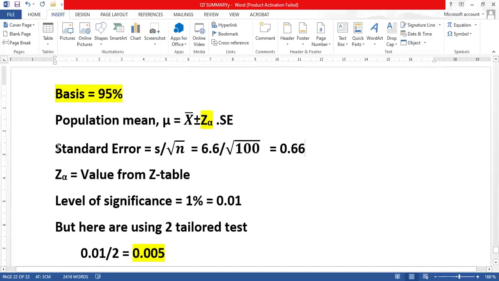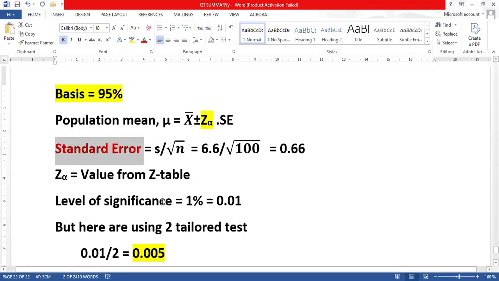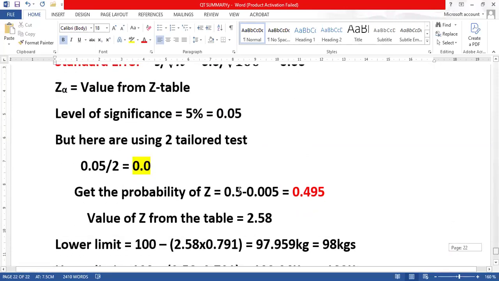Okay. So now after getting the standard error, what else do you need? You need the Z value, the Z from the table. But we are testing at what? This is not 1. We are testing at what? 100 minus 95, we are testing at 5%. So that is 0.05. As I said, with estimation, you always use a two-tailed test. So get that 0.05 divided by 2. What do you get here? That is 0.25.